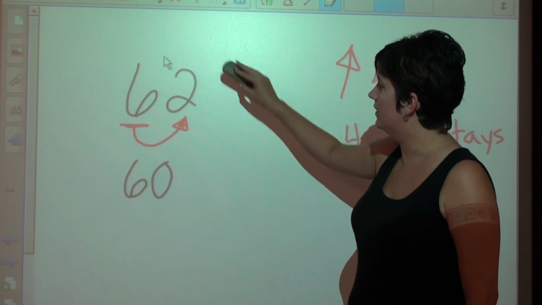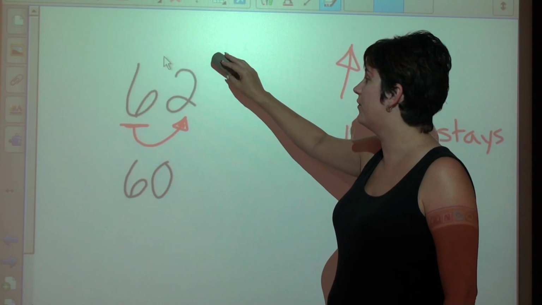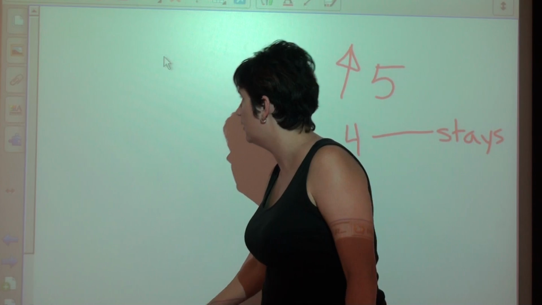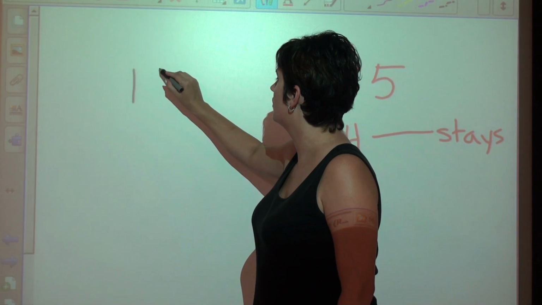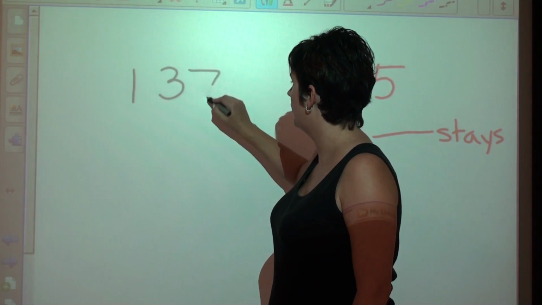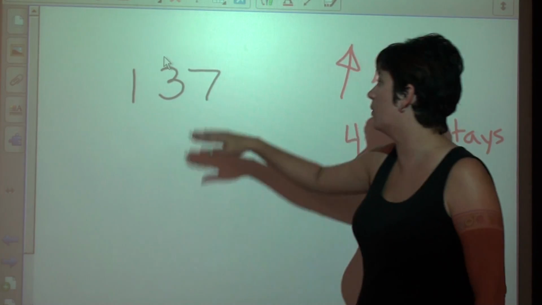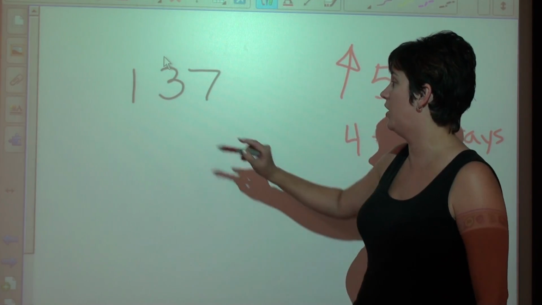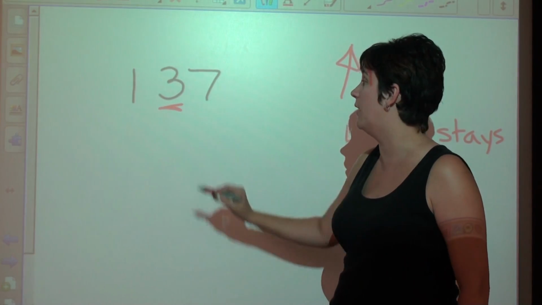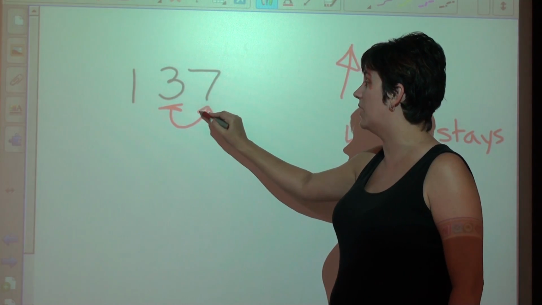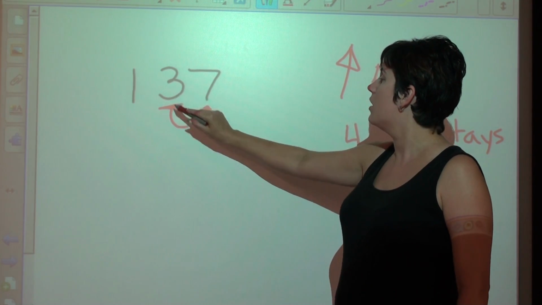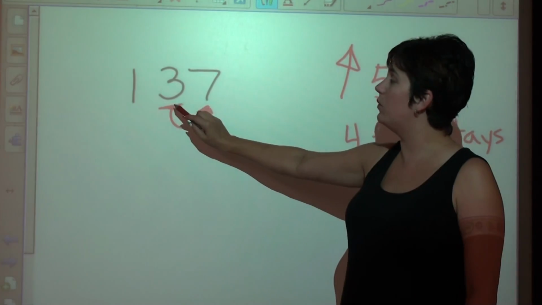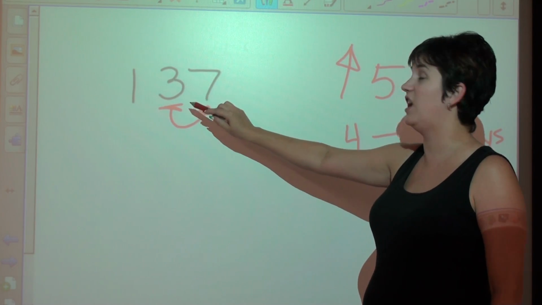Now what if we have a bigger number and we're still rounding to the tens place? So we're still rounding to the tens place, but we've got a bigger number. So we're at 137. So you're going to underline the tens place, like we've already talked about. Draw an arrow to the ones place, not the hundreds place. We look at that number, it's higher than 5, which means the one we've underlined is going to change. It's going to go up.